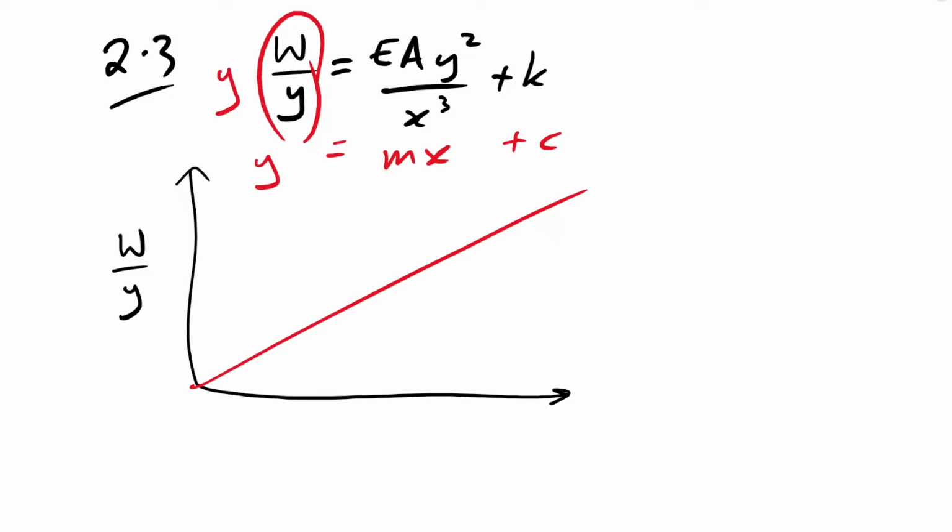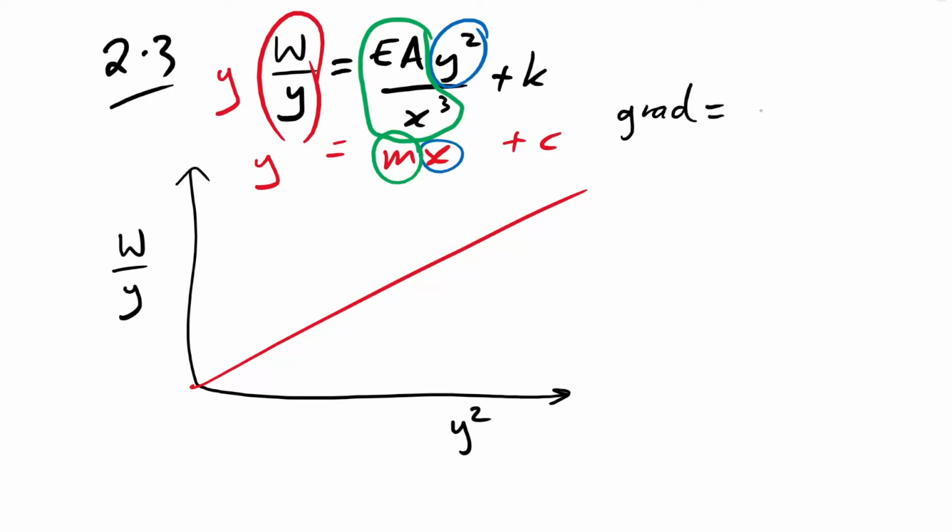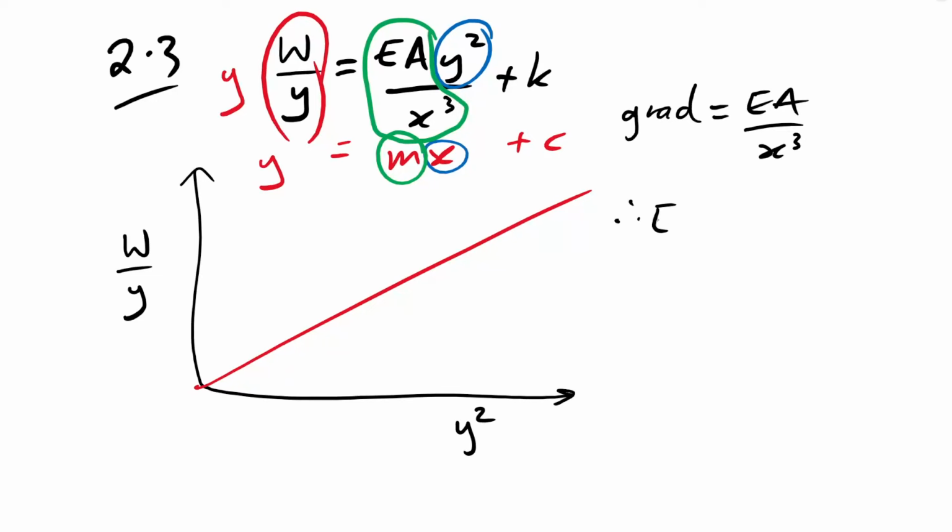We have a straight line graph, and we're trying to find out the Young modulus. So what do we have on the x-axis? It's y squared. So therefore y squared is our x. That means EA over x cubed is our gradient. So gradient is equal to EA over x cubed. We're looking for the Young modulus, so rearranging this, E is going to be equal to the gradient times x cubed divided by our cross-sectional area.